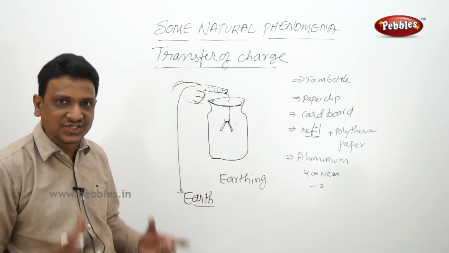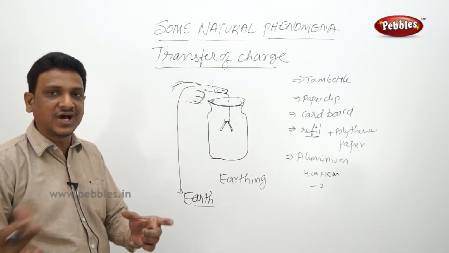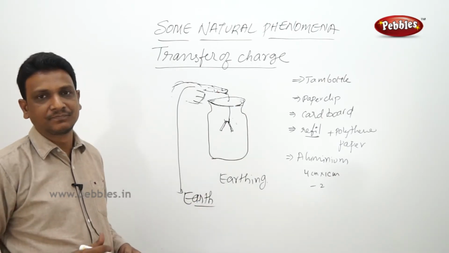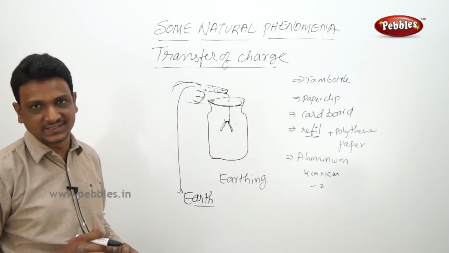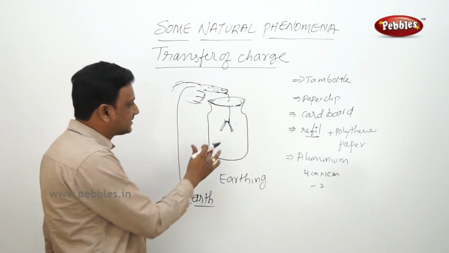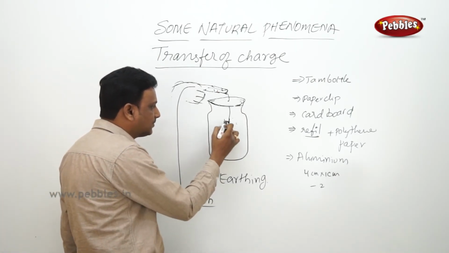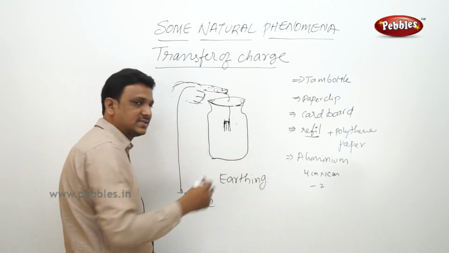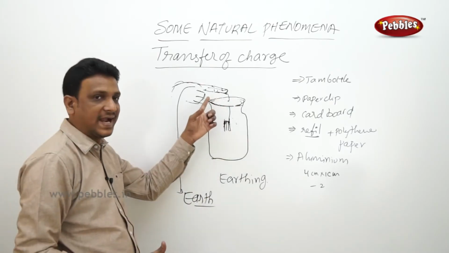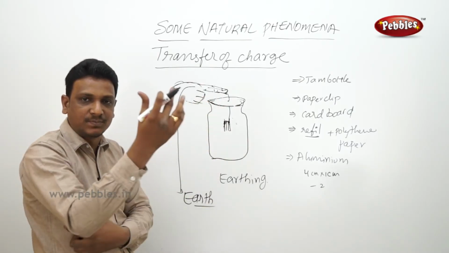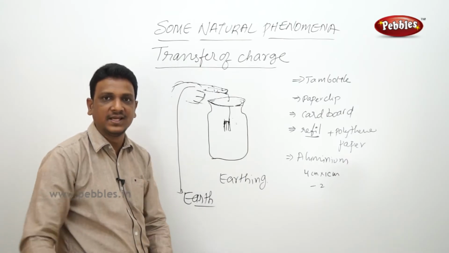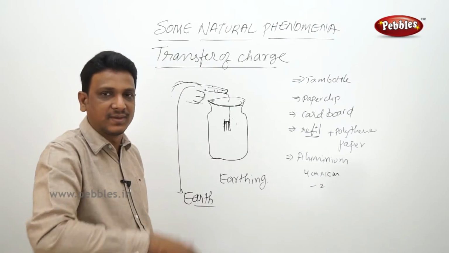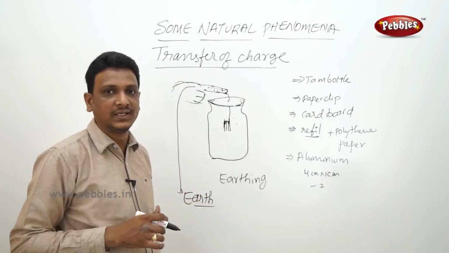So if a body is charged, and you want to decharge the body, remove the charge of the body, then it has to be earthed, meaning connected to earth by some other means. When you touch these foils, they will come to normal position again. Why? Because the charge is taken by your hand. From your hand, it is passed to your body, to your legs, and finally it reaches the ground, earth. The charges are taken by the earth. So it becomes neutral, normal.